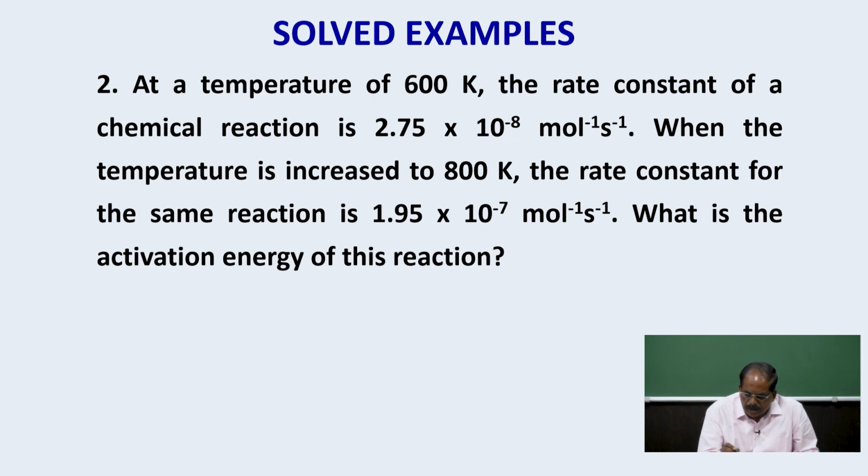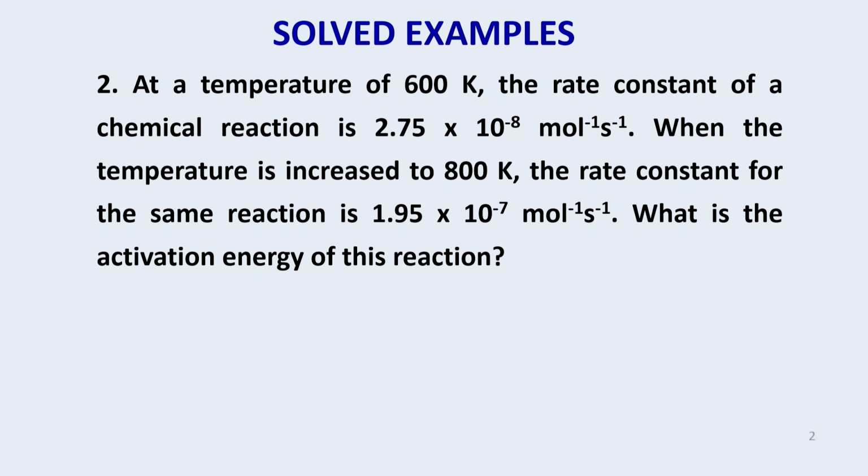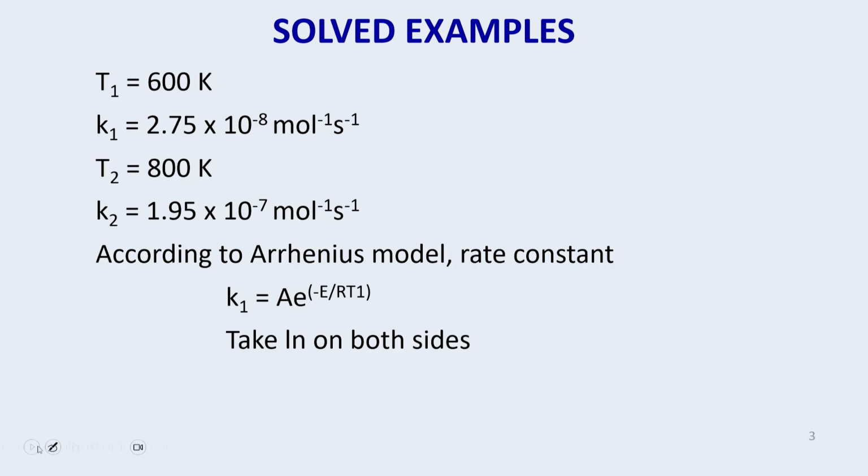At a temperature of 600 Kelvin, the rate constant of a chemical reaction is 2.75 into 10 power minus 8 per mole second. The rate constant is represented by the letter K, N is the order of the reaction. When the temperature is increased from 600 to 800 Kelvin, the rate constant value is 1.95 into 10 power minus 7 per mole per second. What is the activation energy of this reaction? Okay, so, let us solve this numerical question.